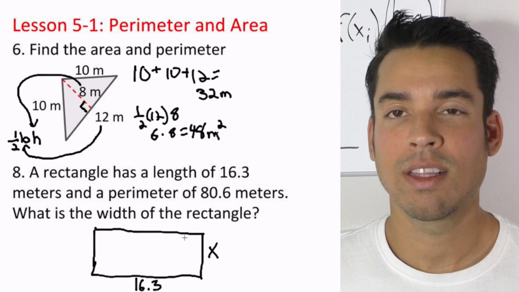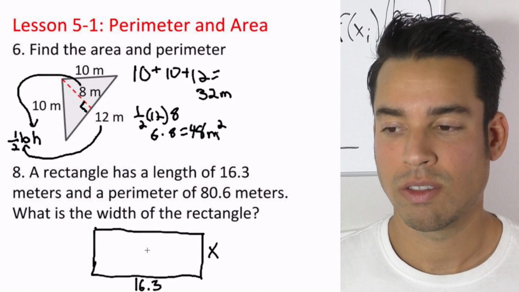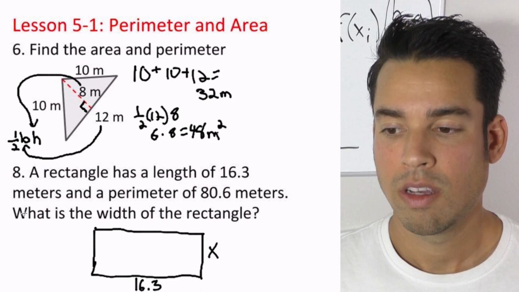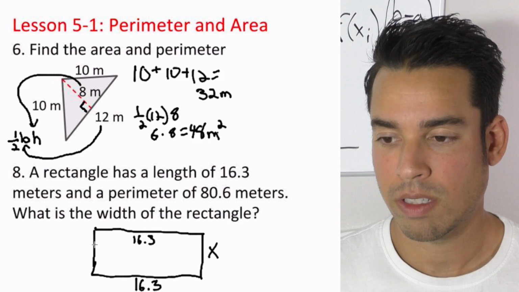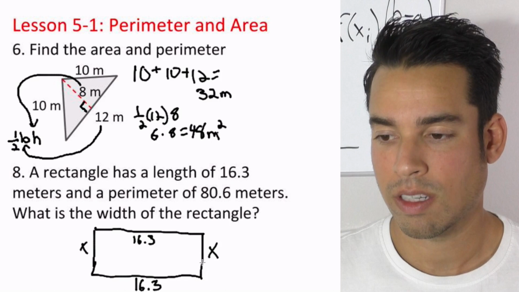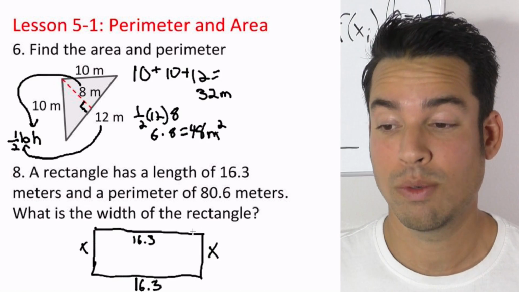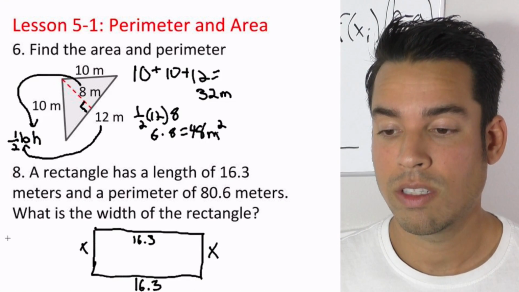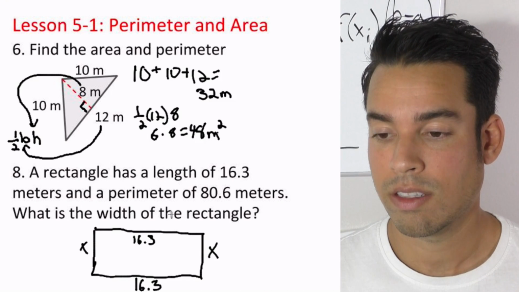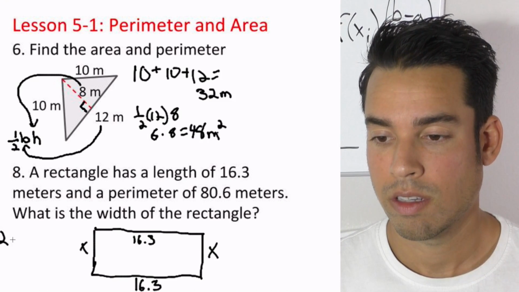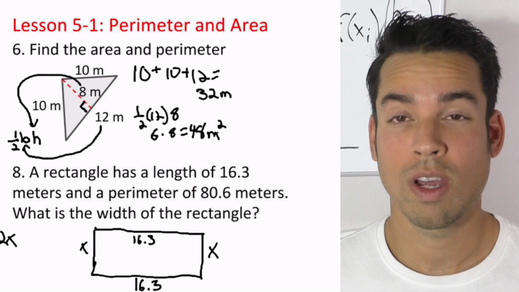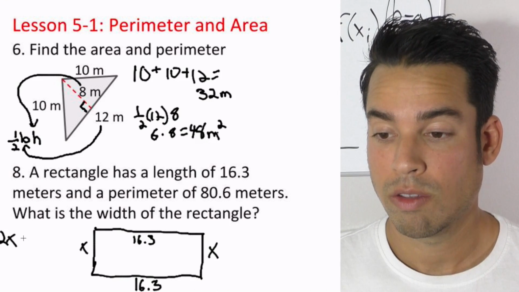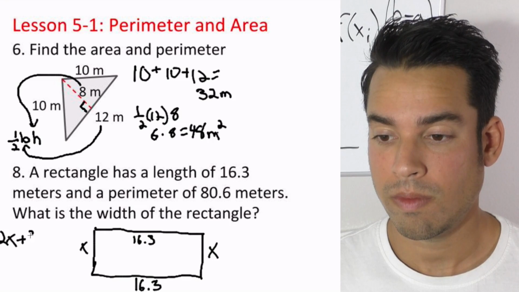If you're trying to calculate the perimeter of a rectangle, it's very interesting because we know this side has to be the same as the opposite side. This side has to be the same as that opposite side. They're equal. We don't know what it is, but they're equal. Now, if we were to add all these up, it'd be x plus x, which is 2x, plus 16.3 plus 16.3. You can try to add them up. I'll tell you it's 32.6.